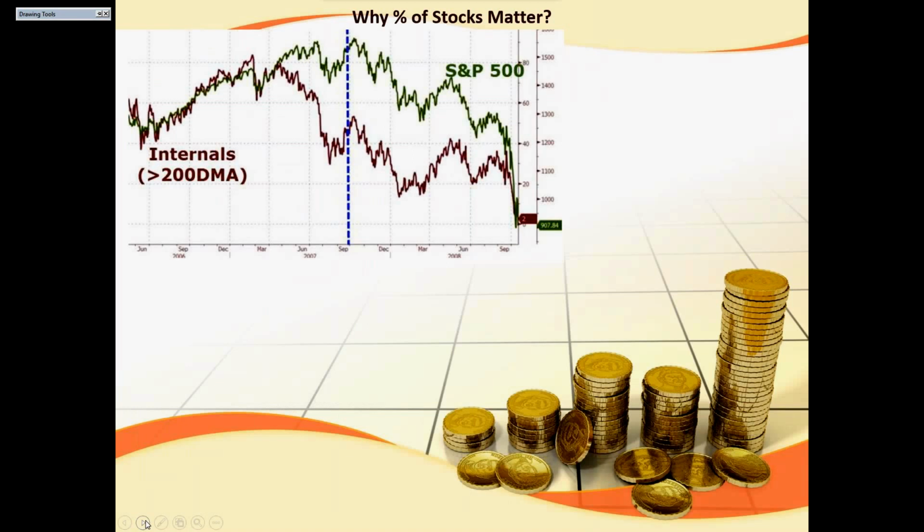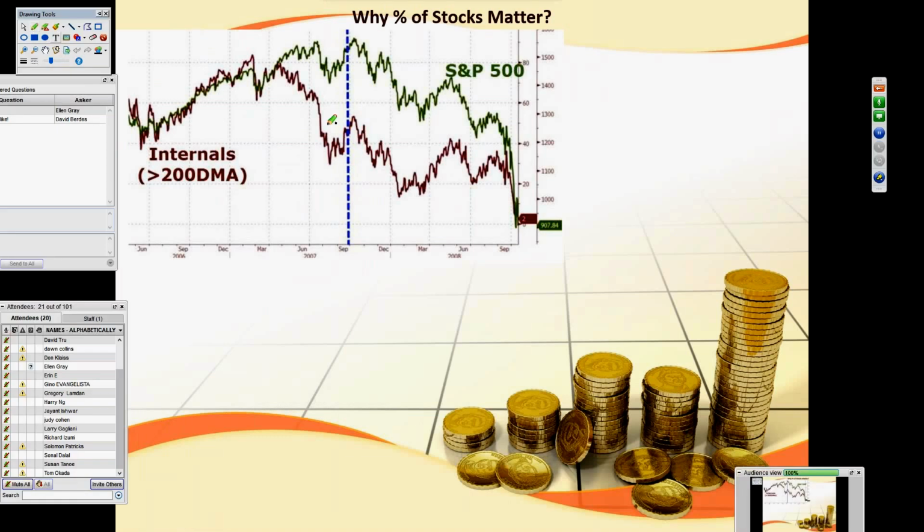Why do we pay attention to the percentage of stocks above certain moving averages? As you can see here, this is back in 2007, and we had a turnover at the first part of 2007 in the percentage of stocks above their 200-day moving average on the NYSE in this case, and it continued to weaken until it really fell out of bed.